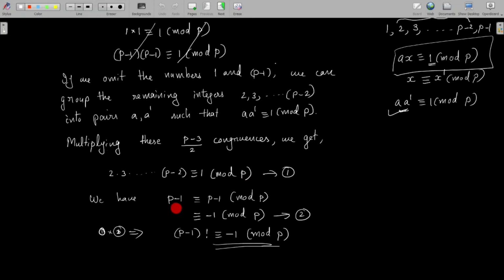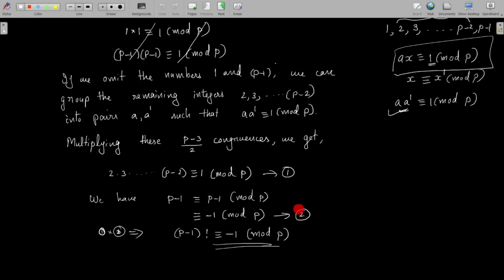And we know p minus 1 is congruent to p minus 1 mod p, because p minus 1 minus (p minus 1) is 0, which is a multiple of p. And this can be written as congruent to minus 1 mod p, because we have the result: if a is congruent to b mod n, then a is congruent to b minus n mod n. That is, p minus 1 minus p is minus 1. So we have p minus 1 is congruent to minus 1 mod p.